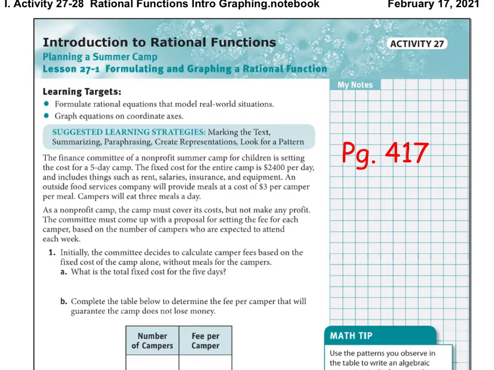All right, guys, so we're going to do a little intro to rational functions, and we're going to start with a nice real-world situation and kind of get the idea of what's going on and what these functions do and why they do what they do. So this situation is about the finance committee of a nonprofit summer camp. They're trying to set the cost for a 5-day camp.